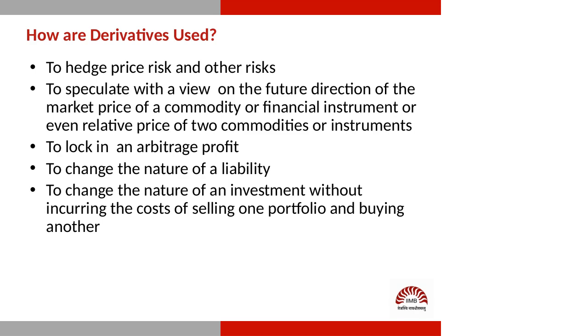Now, the first line is why we talk about derivatives. In the context of this course, how are derivatives used? Well, derivatives are used to hedge. One of the primary usages of derivatives is to hedge price and other risks. So you realize that it is essentially a tool to hedge risks, a tool to do risk management, which is the reason why we talk about derivatives here.